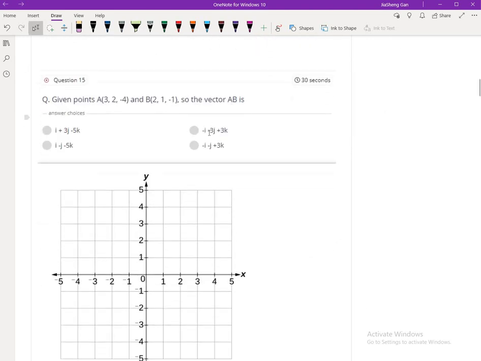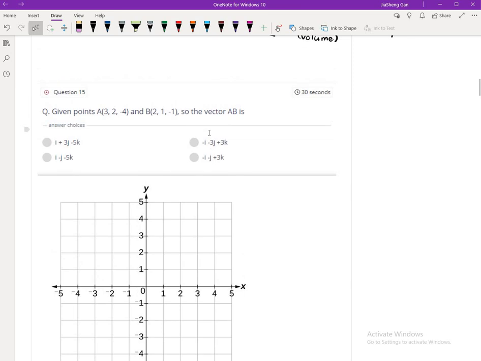Next question. Question number 15. Given points A and B with their coordinates, the vector AB is. This question is not exactly related to your syllabus. I want to ask this question just because it's related to your unit vectors. Okay, so I'll take the first two, the x coordinate and the y coordinate, to explain things first. Okay, if point A is 3, 2, this is 3, this is 2, here. The negative 4 I ignore first because it's 3D and it's difficult to draw 3D.